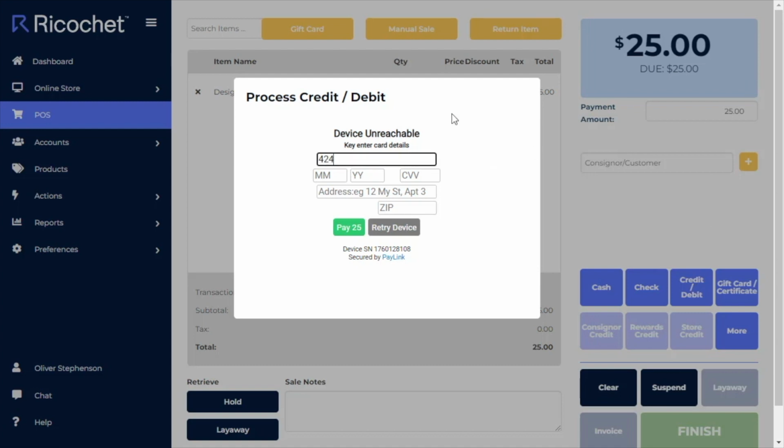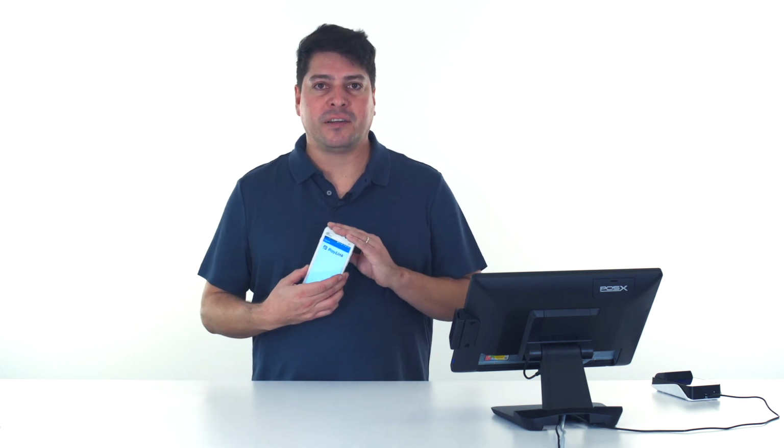Here you can enter in a credit card number, the expiration date, card present indicators, and the customer's address. This information is really important for processing a key entered transaction and will help you process a transaction without stopping you from actually taking payments.